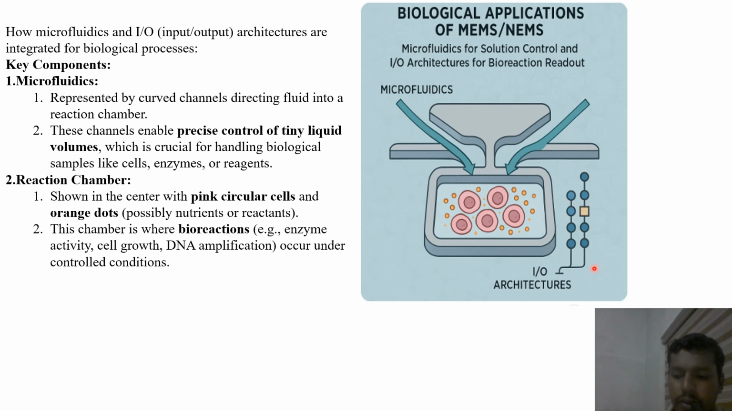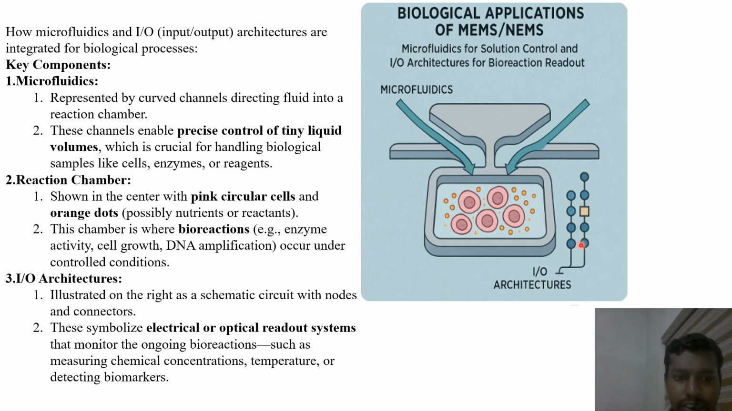There is a third part here, input-output architecture, which contains nodes and connectors. These symbols represent an electrical or optical readout system. We can measure the parameters of the reaction chamber by using this input-output architecture. So these three parts, first microfluidics, second reaction chamber, third input-output architecture, are components of the system.